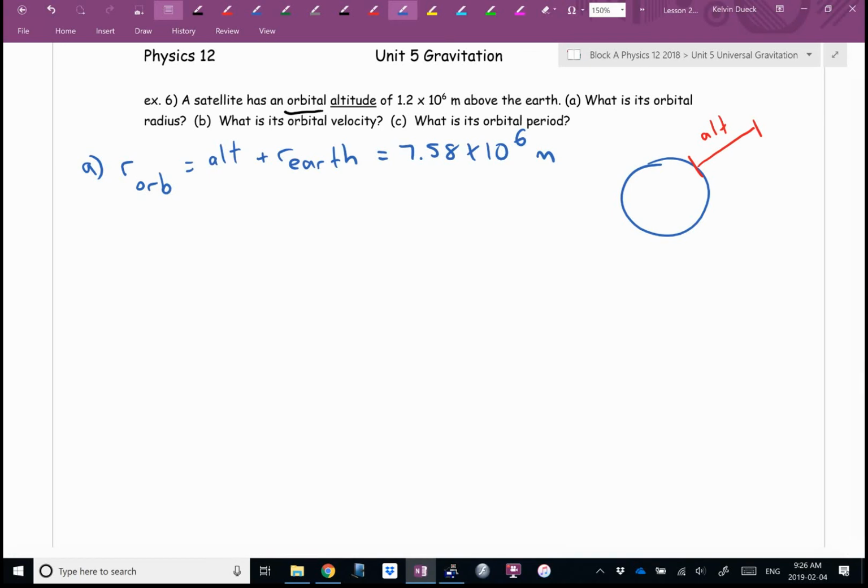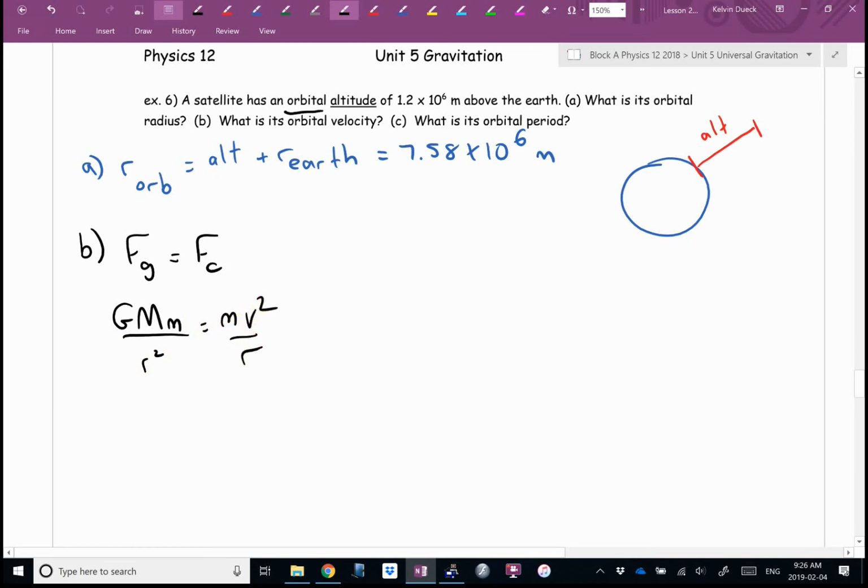All right. Now we're in familiar territory. What does B want me to find? Should say orbital speed. I keep forgetting to change it. Gravity is what's pulling me in a circle. Big G, big M, little m over r squared equals m, and you said speed, v squared over r. One of the r's cancels.